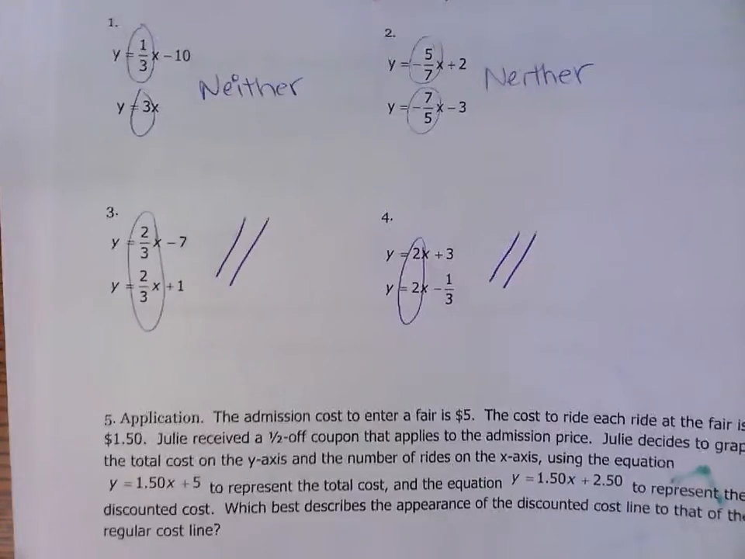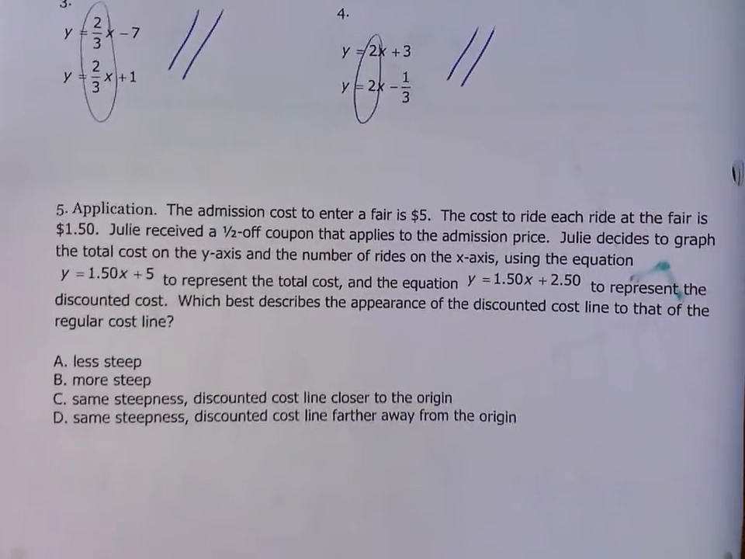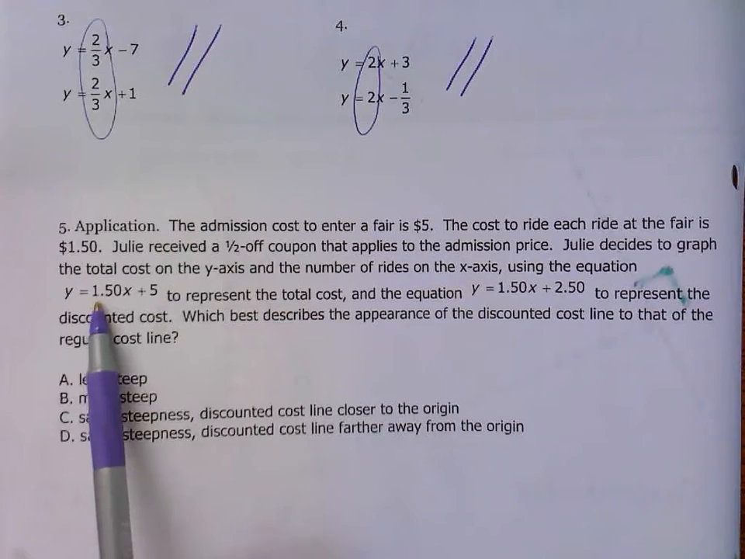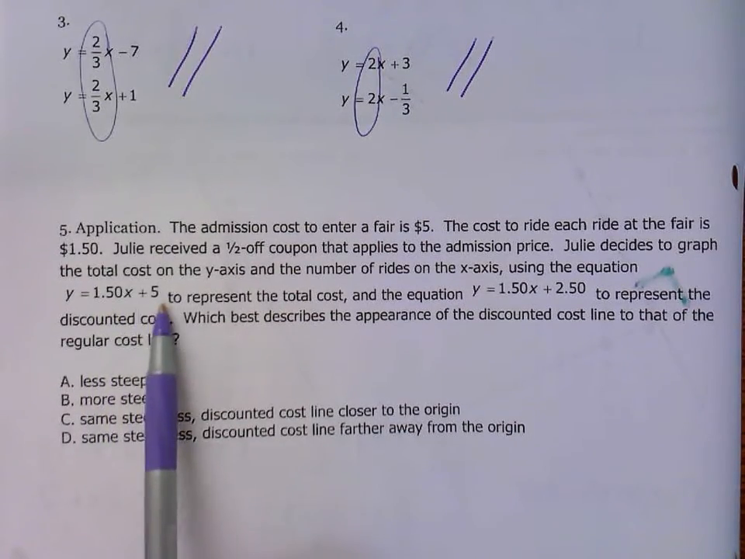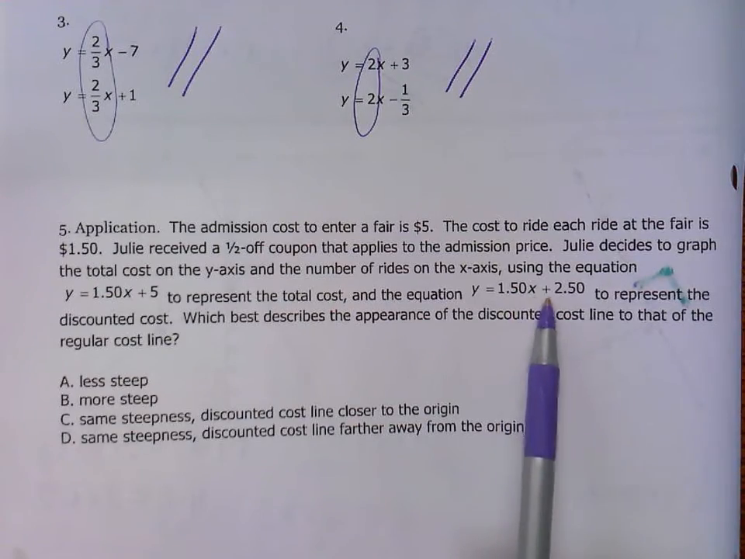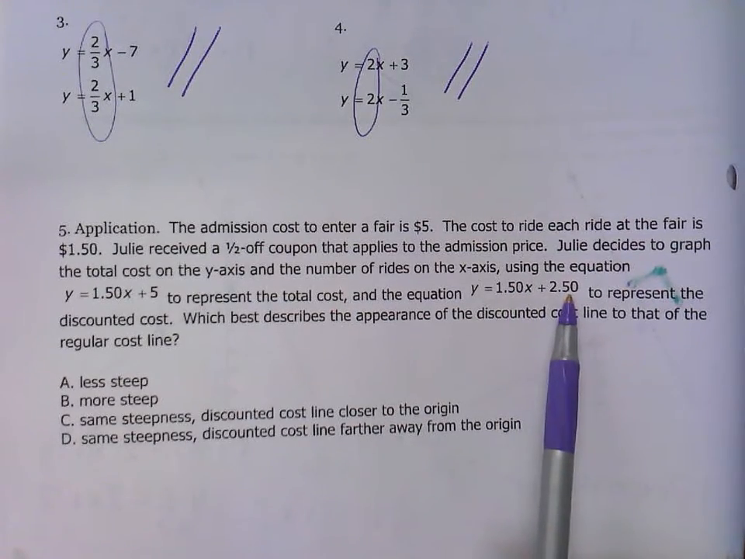All right, and then the little application about parallel lines. Admission to a fair is $5. The cost to ride each ride is $1.50. Julie received a half-off coupon that applies to the admission price. She decides to graph the total cost on the y-axis and the number of rides on the x-axis. So her total cost was $1.50 per ride plus the $5 admission. And the other one was $1.50 per ride plus her $2.50 admission to represent the discounted cost.